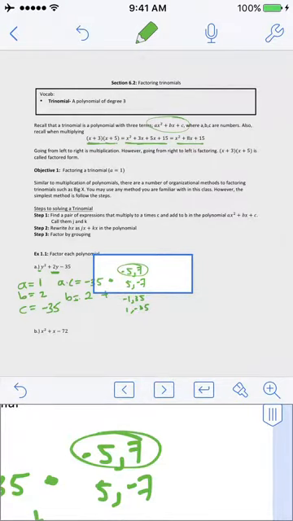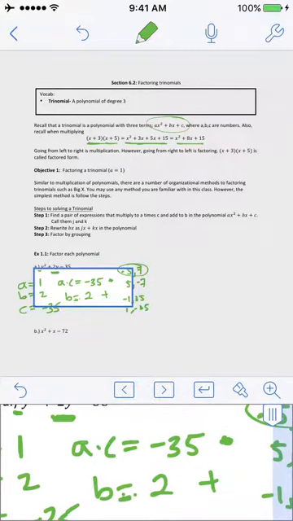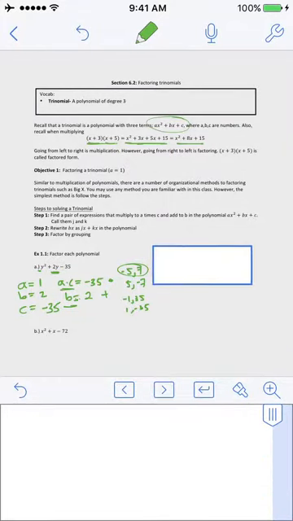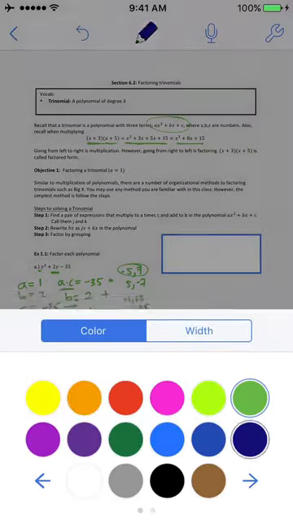That's what I like to call them, the magic numbers. That is by no means an actual mathematical term. But those are the two numbers that I now need to uncombine like terms with. So that's how you play the game: what multiplies to A times C and adds to B. Cool. I'm going to do the rest of the problem over here.